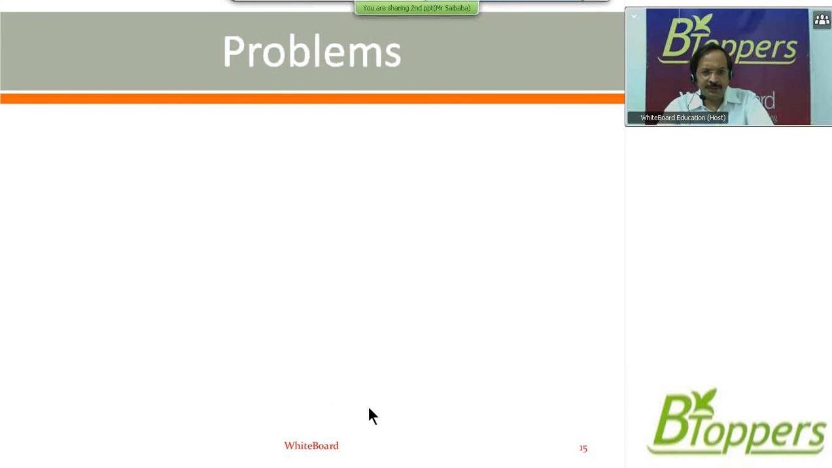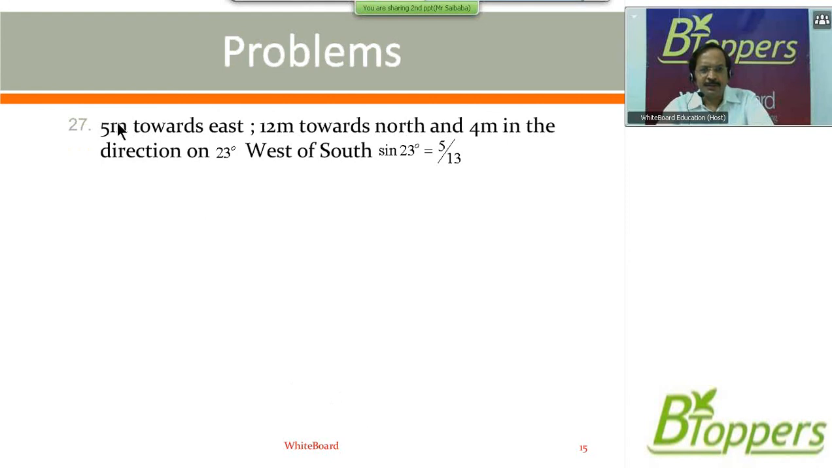Next question 27. The particle first moves 5 meters towards east, 12 meters towards north, and 4 meters in the direction 23 degrees west of south. For this problem, you have to take sine 23 degrees equal to 5 by 13. You can take a pause now and try this problem yourself first. You are supposed to get the answer as 9 meters in the direction 23 degrees east of north.